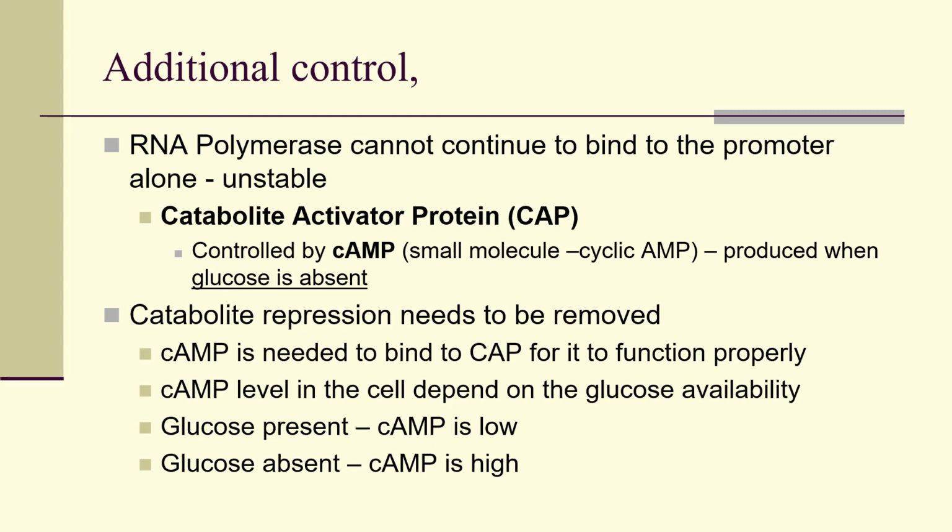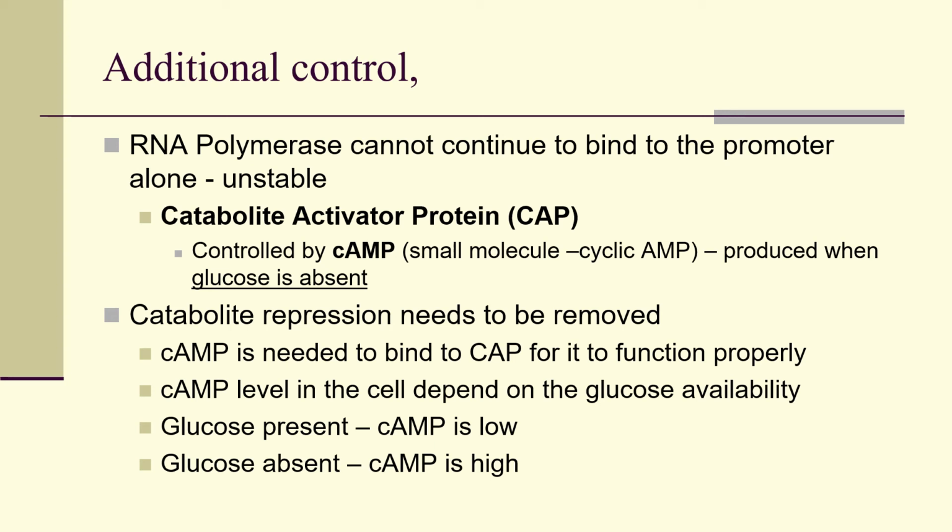RNA polymerase cannot stably bind to the promoter by itself. Catabolite activator protein, or CAP, stabilizes the RNA polymerase on the promoter. CAP is controlled by the nucleotide cyclic AMP. Cyclic AMP is needed to bind to the CAP for it to function properly. Cyclic AMP is produced only when glucose is absent. This additional level of regulation is called catabolite repression.